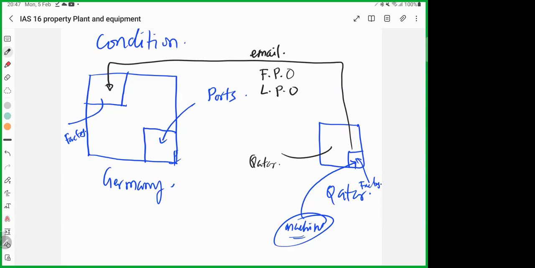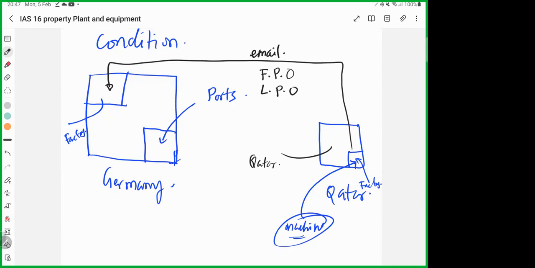First one, foreign purchase order. Second one is local purchase order. See, if you buy items within the country, you say local purchase order. If you buy the items beyond the country, then you say foreign purchase order.